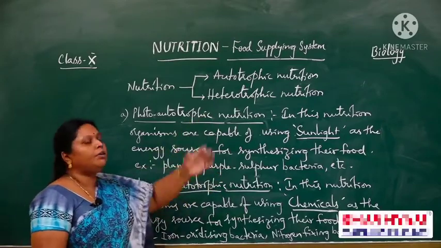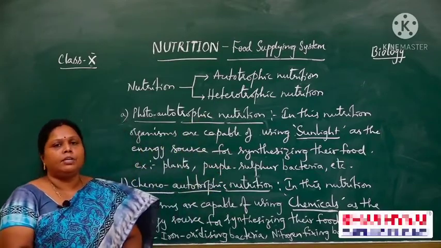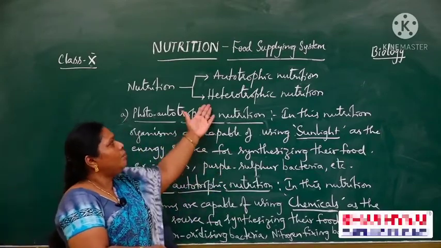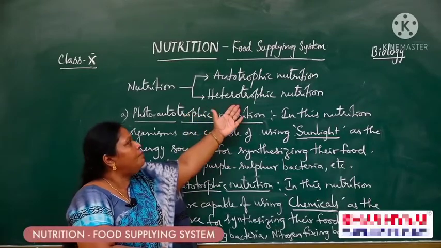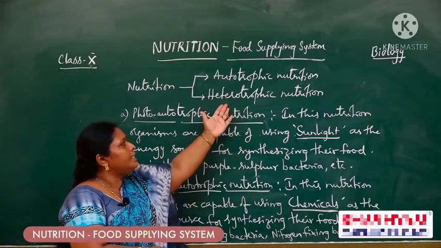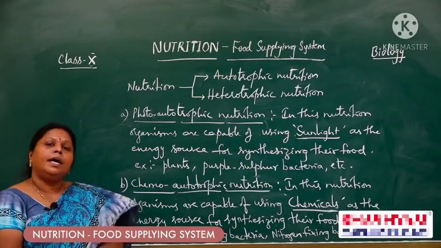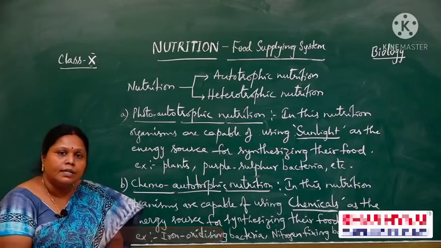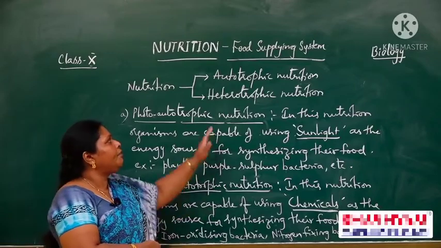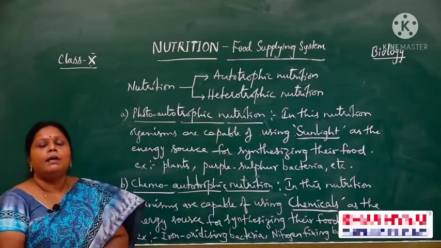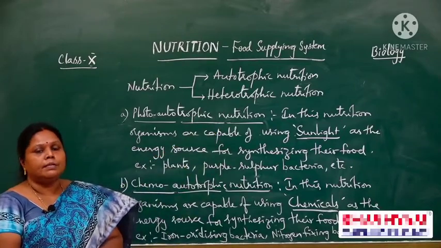Now we are going to talk about heterotrophic nutrition. So hetero means others, troph means food. So the organisms which depend on others for their food are called heterotrophs, and such organisms are called heterotrophic organisms. Example, animals, human beings. Okay.